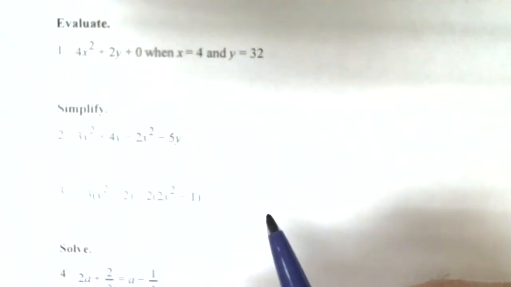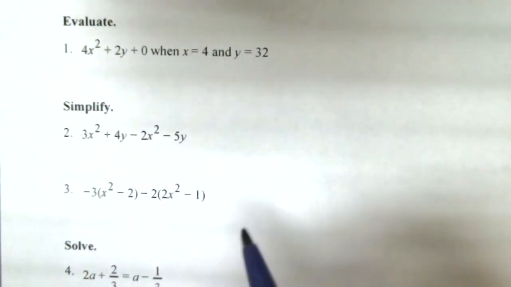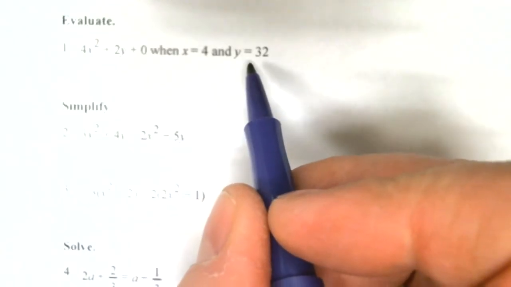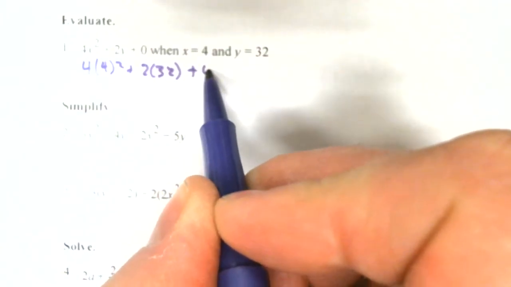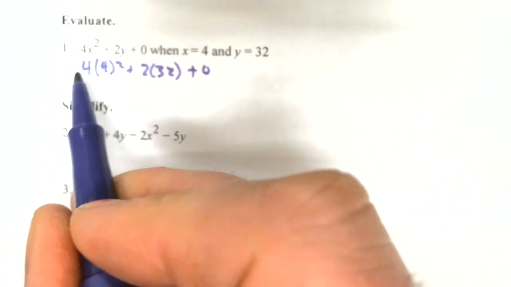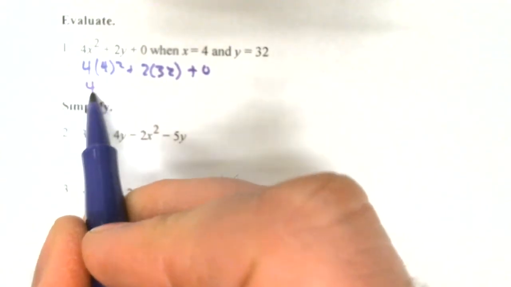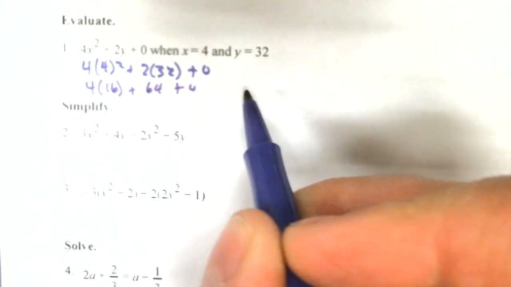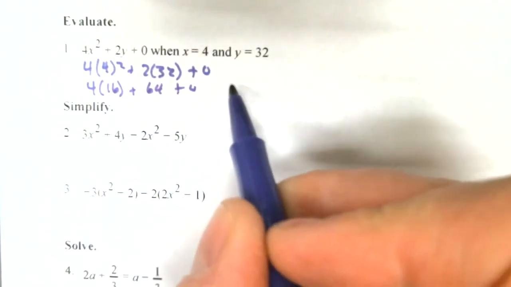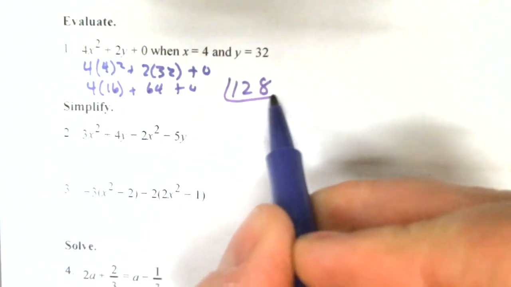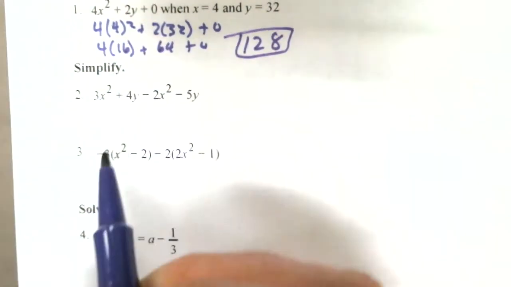The first question that we're going to be doing is to substitute in x equals 4 and y equals 32 into the equation and simplify that. And we're going to do the exponent first, so I get 4 times 16 plus 64 plus 0, and simplifying that I get 128.